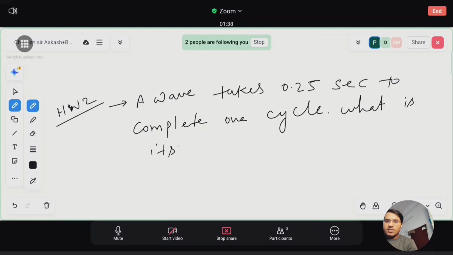Time. What time? You will say it is time period. Time period is the time taken to complete one wavelength. Yes or no? Yeah. So that's time period basically is given and frequency is asked. So you can calculate both of them in the homework, and then we can see that in the next class. Otherwise, you can send me on the WhatsApp also.